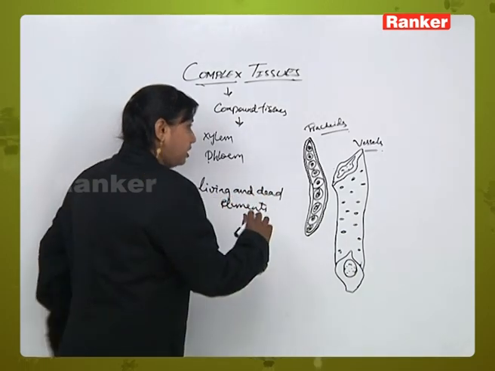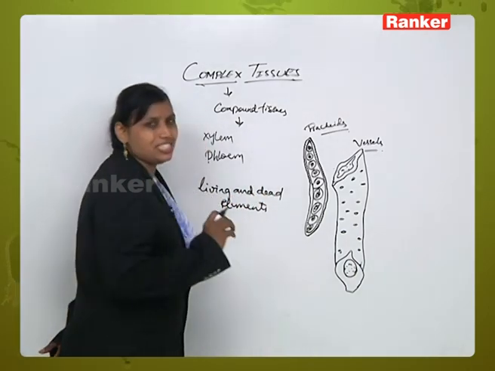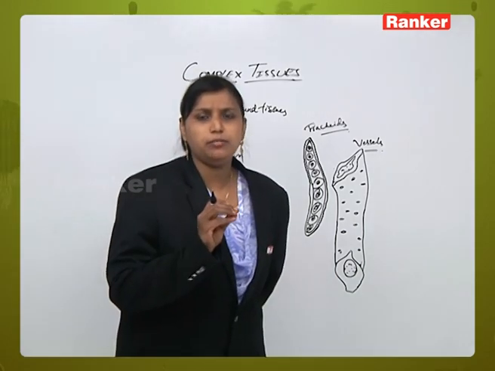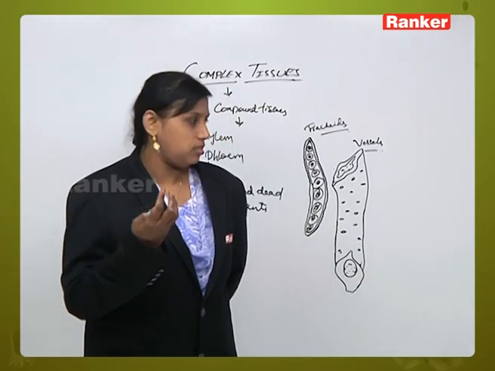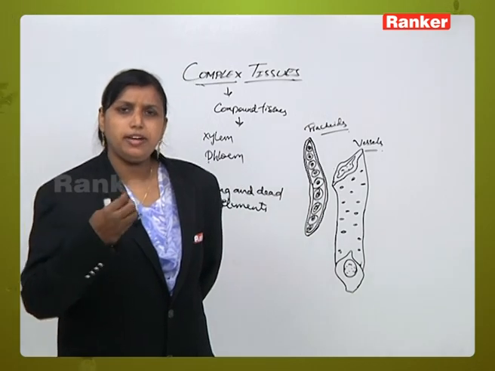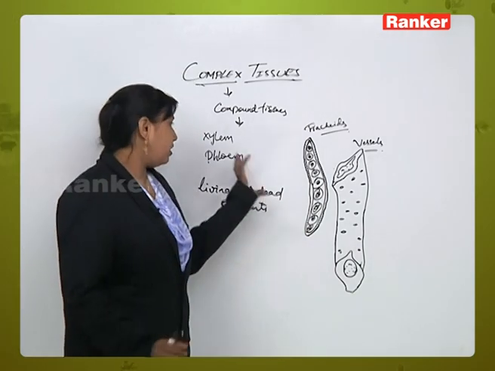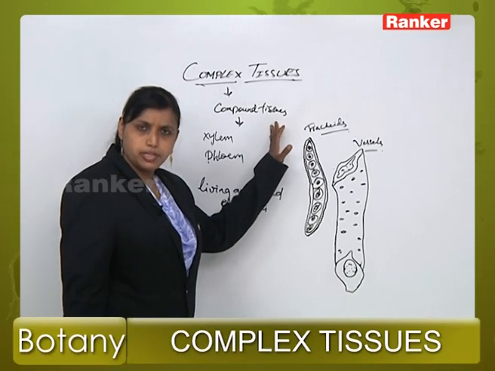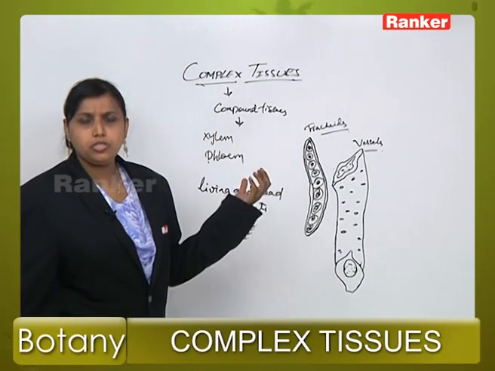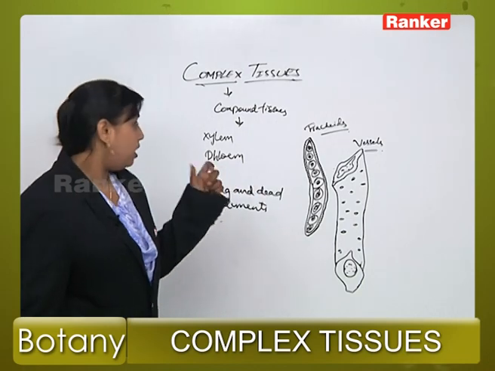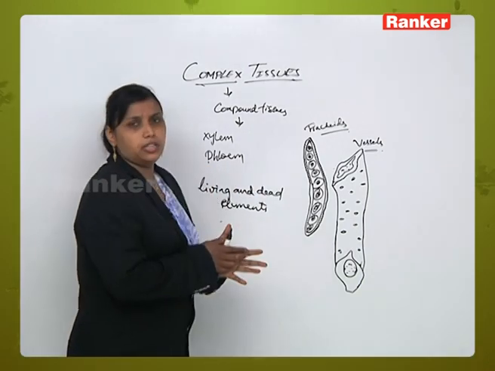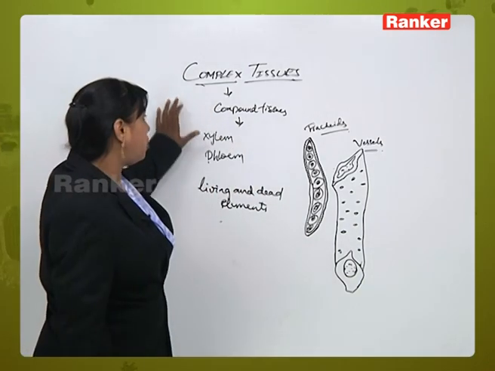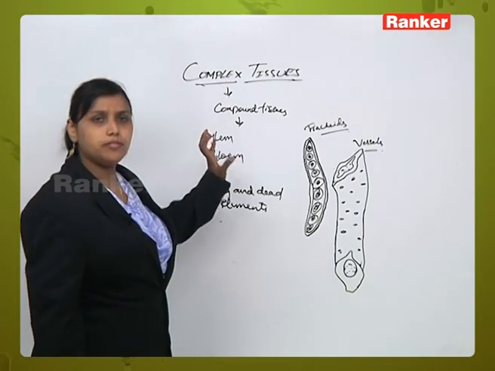Now, depending upon the size, structure and origin, complex tissue has been divided into two different types. We can ask where xylem originates, from the procambium meristem, and from which type of meristem phloem originates. Now, first we will be studying this complex tissue, and we will be starting with the xylem.